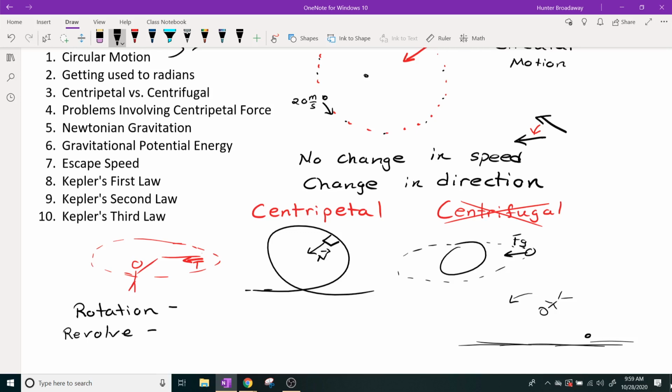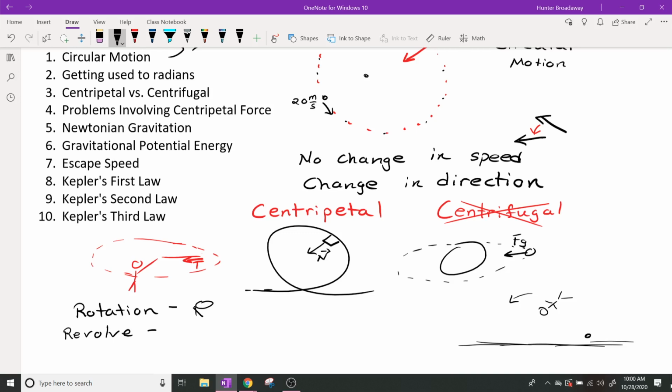If we want to get into more detail on how cheerleaders do what they do, that's going to get more into the rotation part and not the revolve part. Rotation is an object that spins. Revolving is going around a center point. The Earth rotates and the Earth revolves.